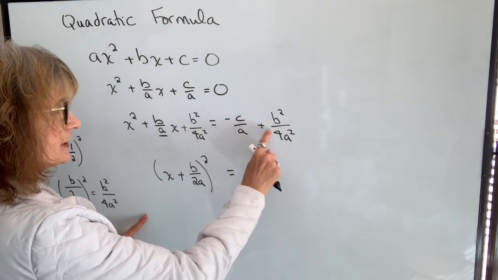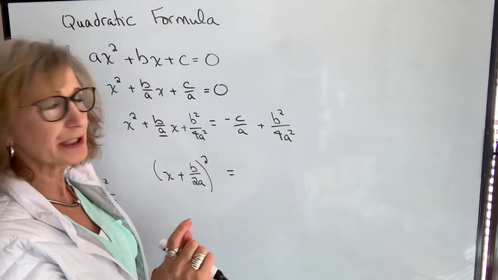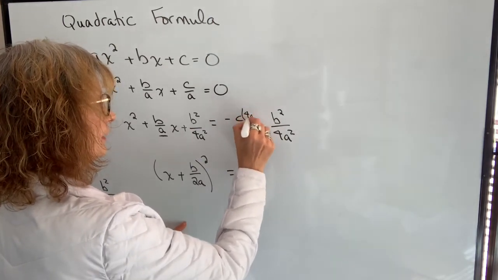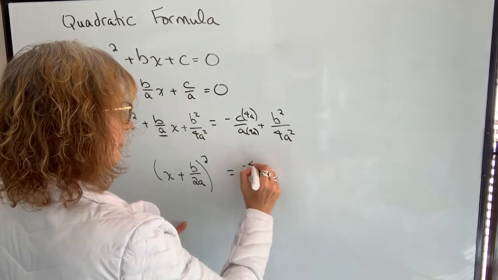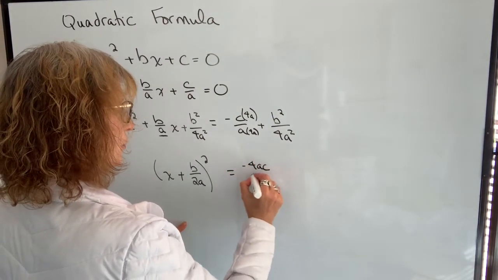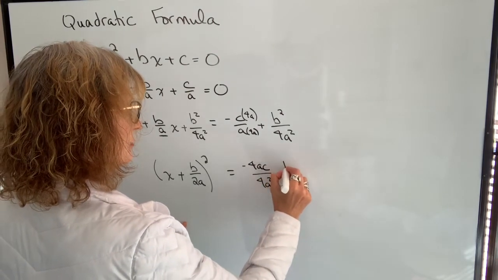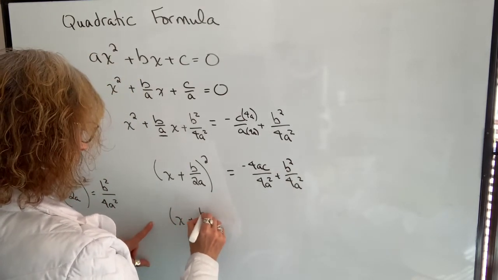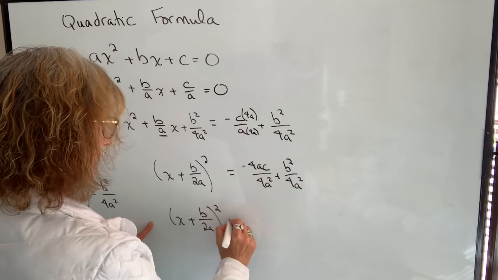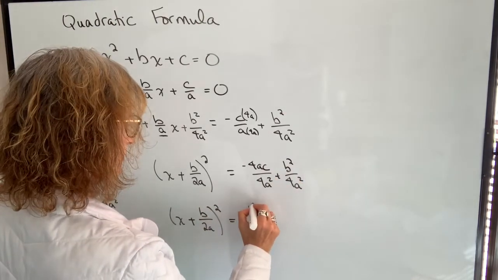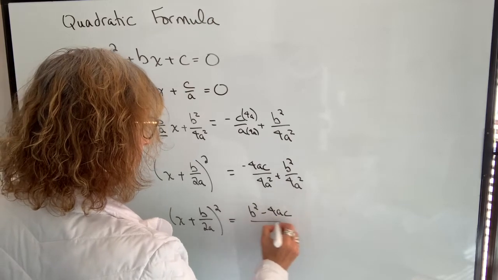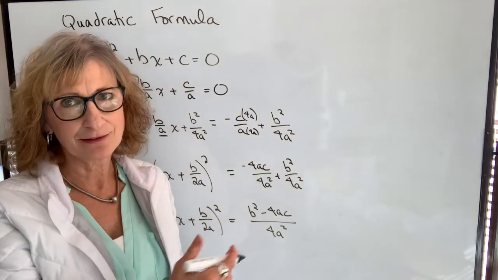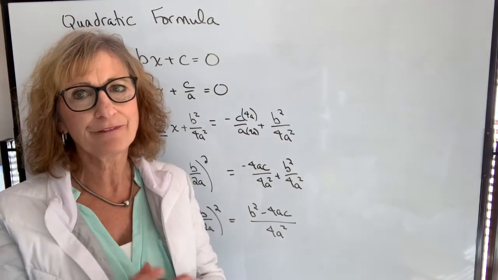Now what I want to do here is combine these, so I need a common denominator. So I'm going to multiply the numerator by 4a, and I'm going to multiply the denominator by 4a. So I'll get negative 4ac over 4a squared plus b squared over 4a squared, and I'm going to combine those. I'm going to put the positive term first, so it'll be b squared minus 4ac all over 4a squared. This is what I mean, it gets a little ugly looking, but just stick with me, we're getting there.